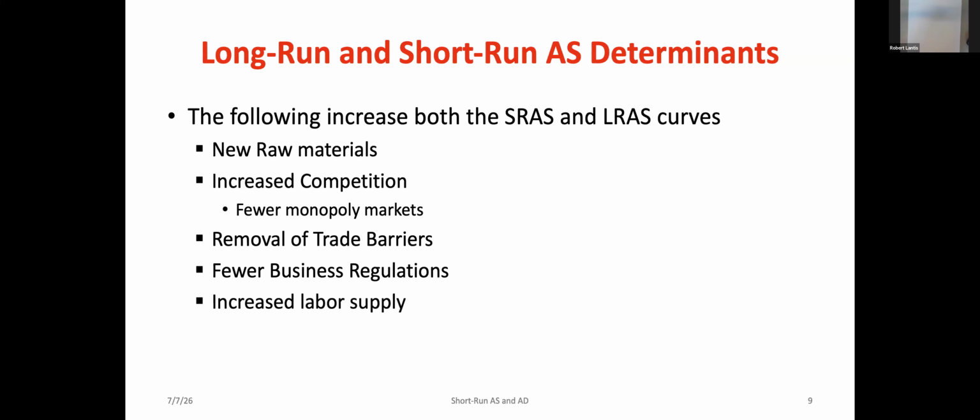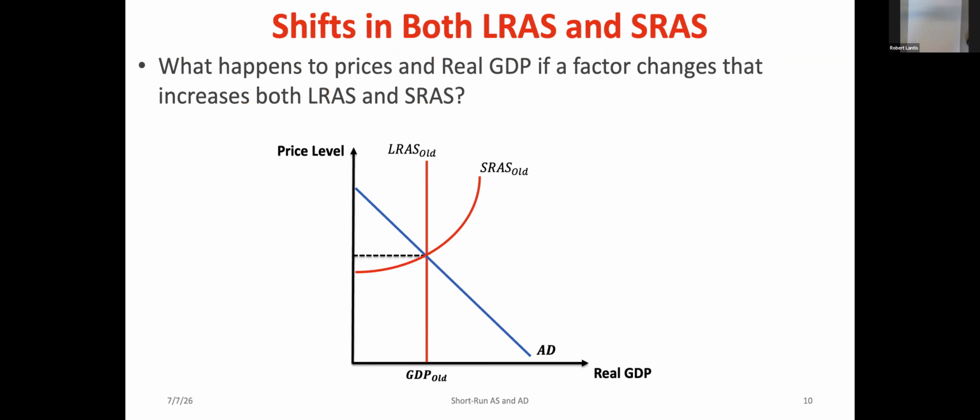Any increase in our labor supply, that was one of the other factors of pull, and any increase in education or skill levels. So if we had one of these factors change, what happens to real GDP and prices if we have one of these things that changes and increases both of them? So I'll work through this model, then draw one out. If it decreases, I'll just use the slides here.